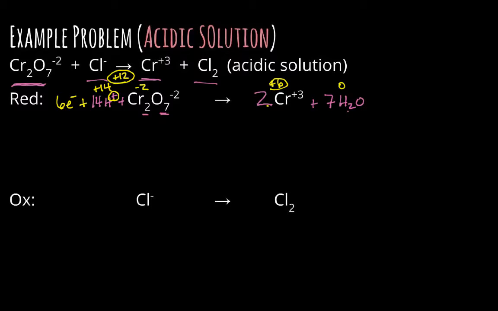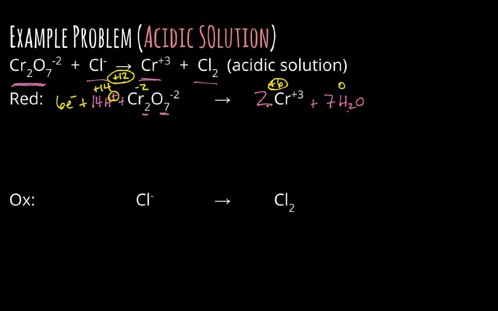So that 6 electrons with the plus 12 gives me the plus 6 that I have on both sides. Okay, so now I balanced the charge. So now I'm going to move on to my other one. So I'm going to go back to my other color here.